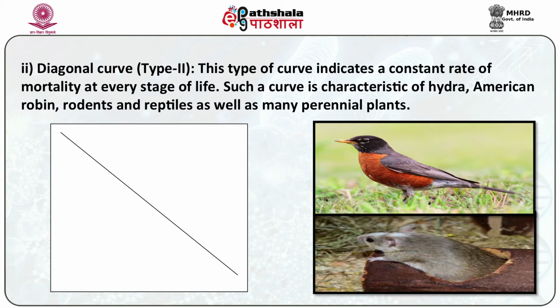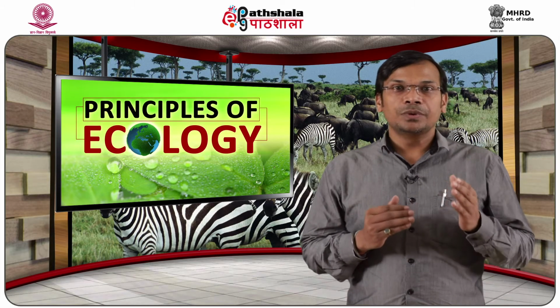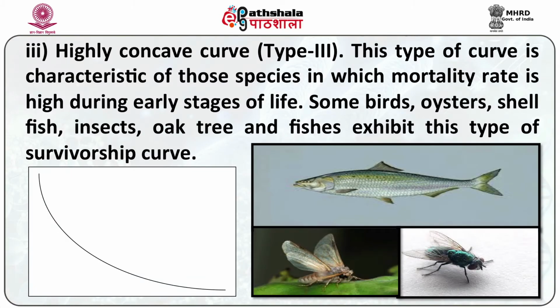Such a curve is characteristic of some animals such as hydra, gull, American robin, adult birds, rodents and reptiles, as well as many perennial plants, which exhibit the type 2 curve. Type 3 is known as the highly concave curve.